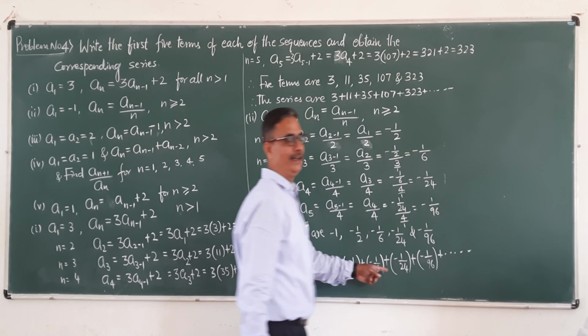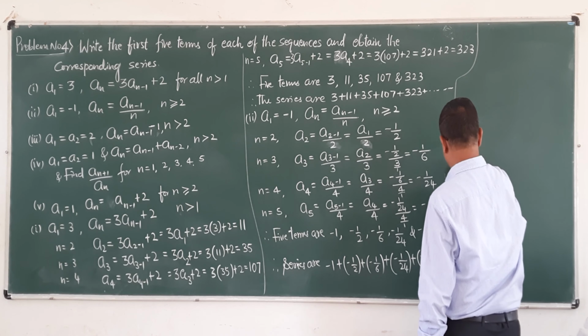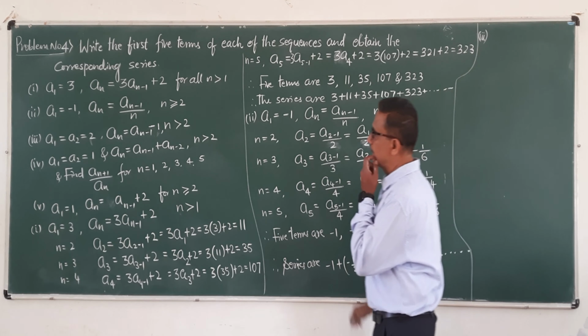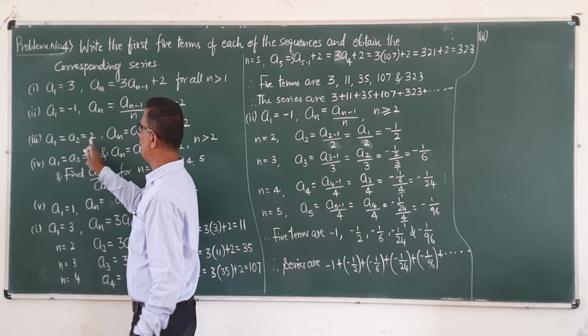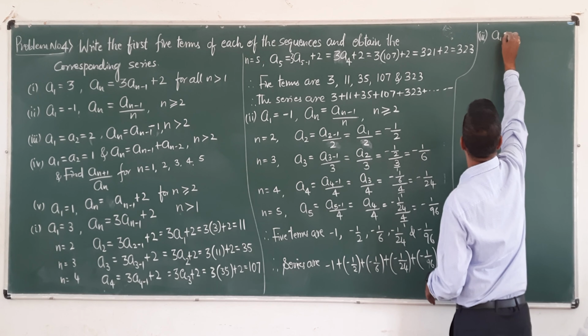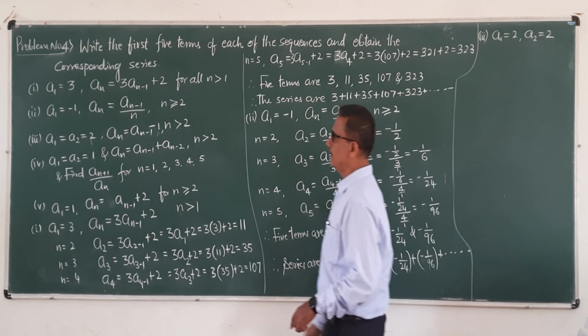This is the corresponding series. Okay, whereas the third problem, here a1 is equal to 2, a2 is equal to 2. a1 value is 2, a2 is also 2, right?